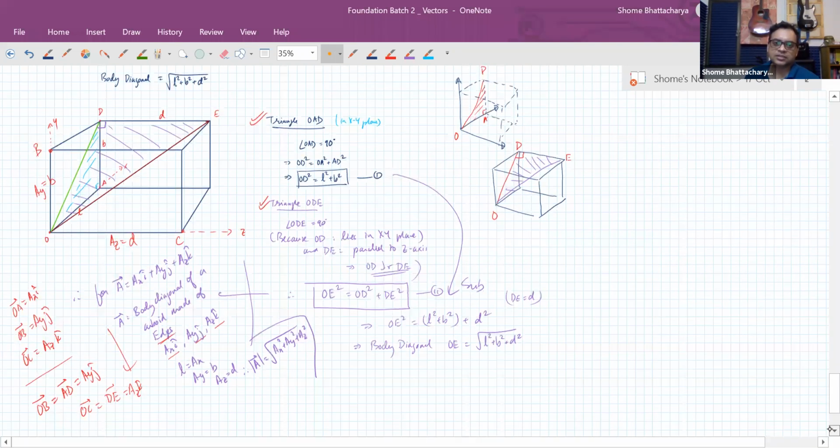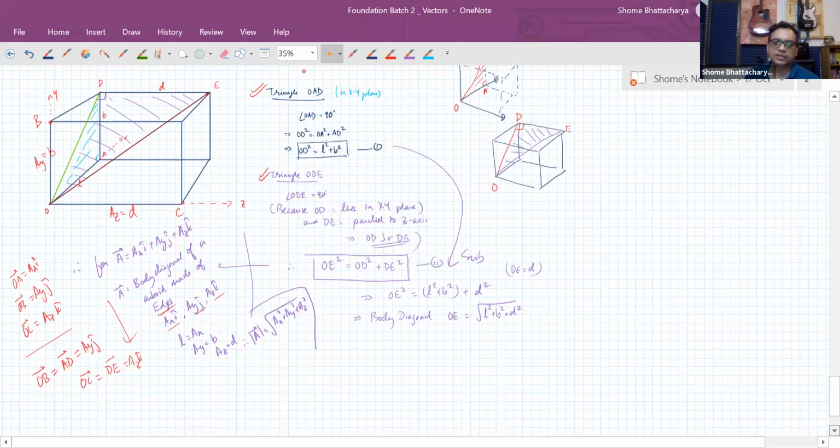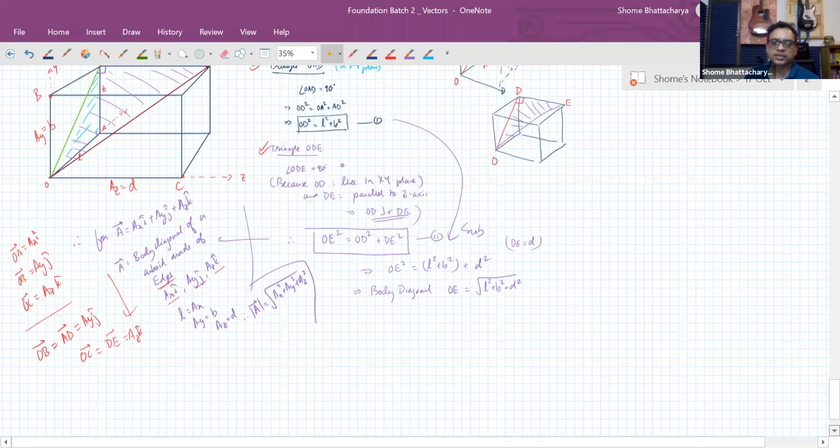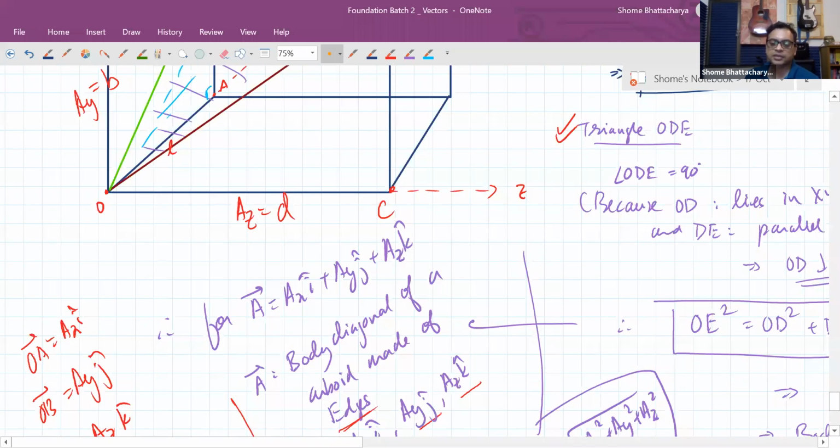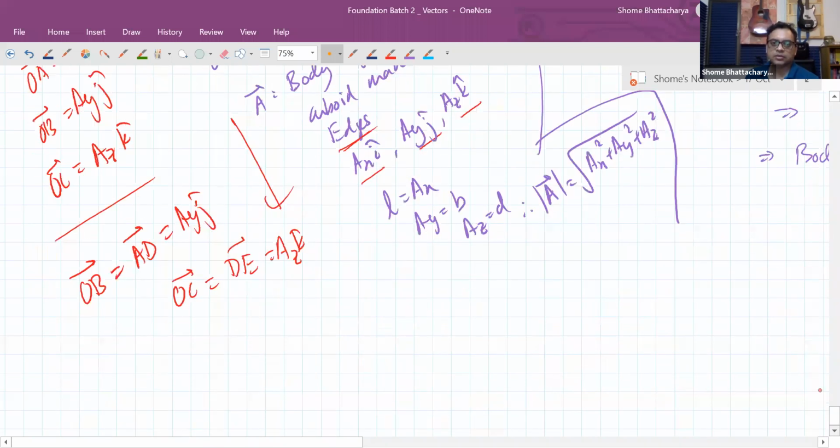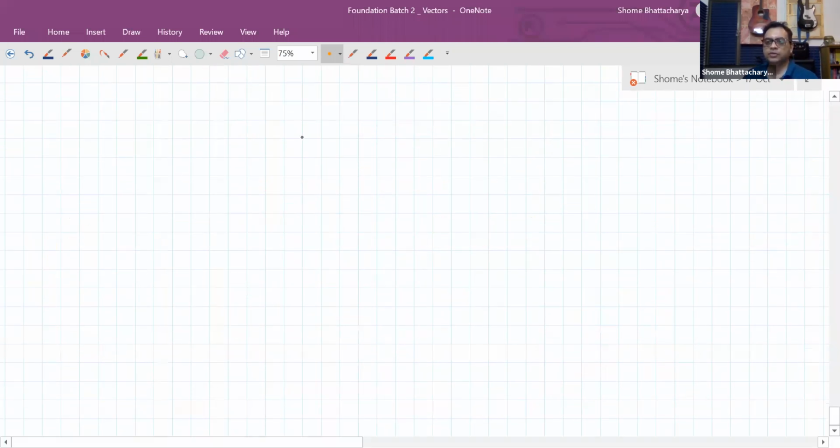Okay, so this is a simple proof, but I mean, the proof is not so important for us. The more important thing is knowing the application of the formula that given a vector in 3D, how we can find its magnitude. Okay, so that's by that formula. Okay, now next thing we'll see is very simple addition and subtraction in three-dimensional system.